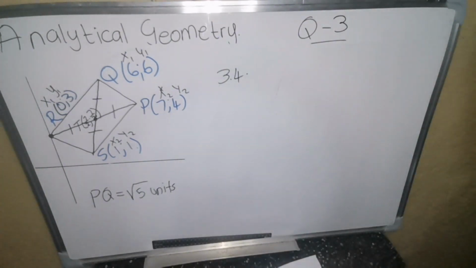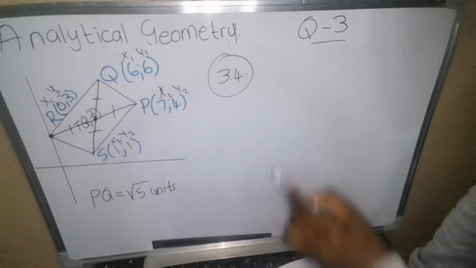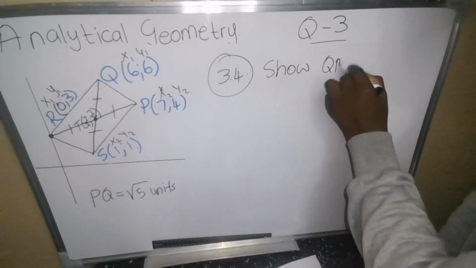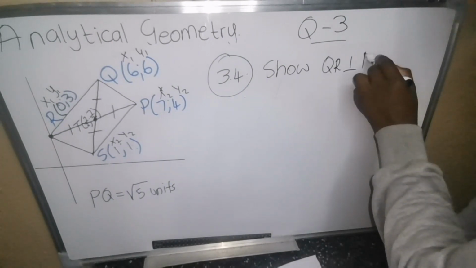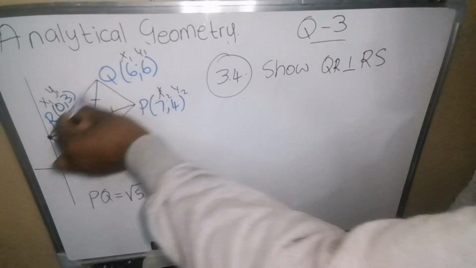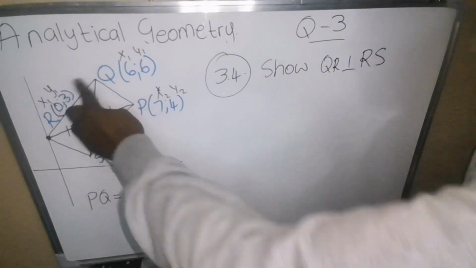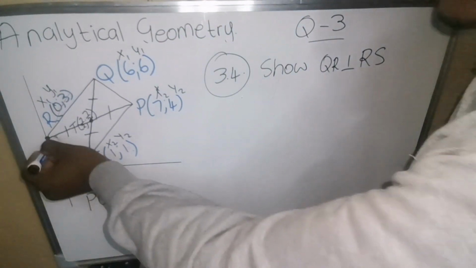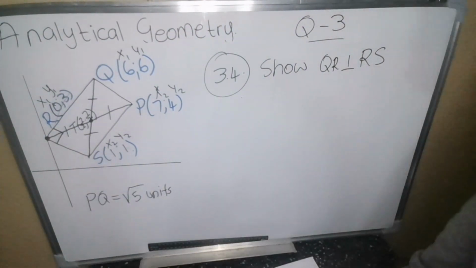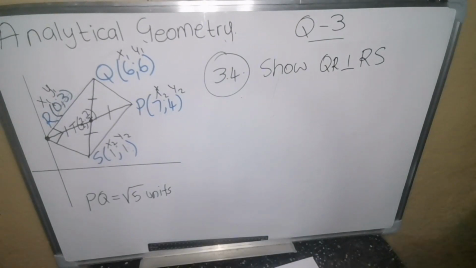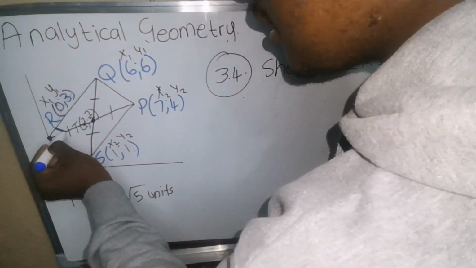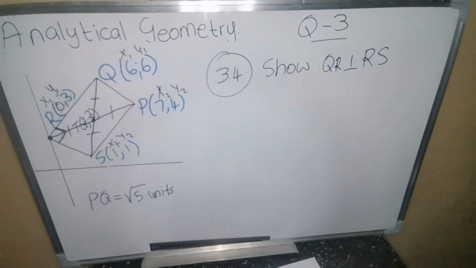3.4 says show that QR is perpendicular to RS. You must show QR is perpendicular to RS, which means you must prove this angle here is equal to 90 degrees. That's what you must prove there. How do you prove that the angle is equal to 90 degrees?